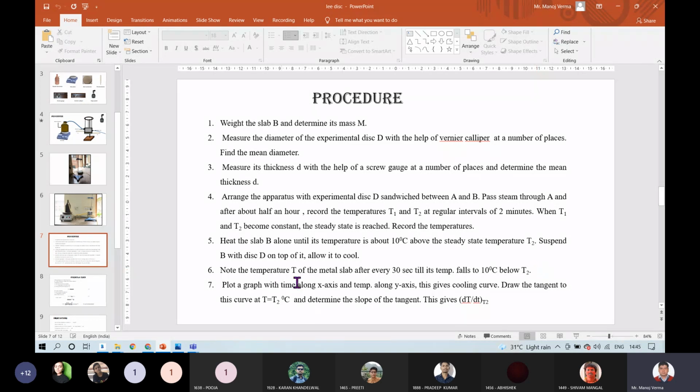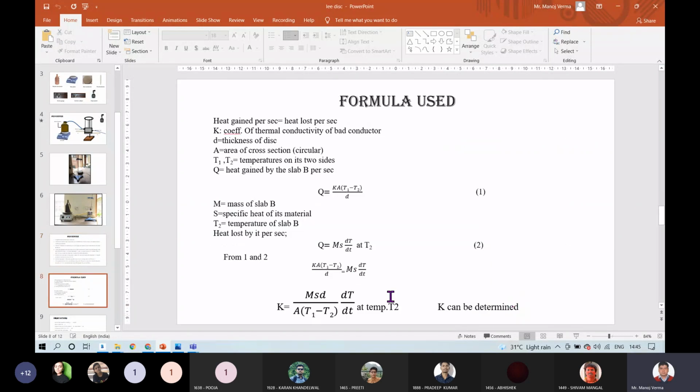Now you have to plot a graph with time along x-axis and temperature along y-axis. This will give you a cooling curve. Draw the tangent to this curve at T equal to T2 degree and determine the slope of the tangent. This will give you the dT by dt value. This dT by dt value will be used in this formula.